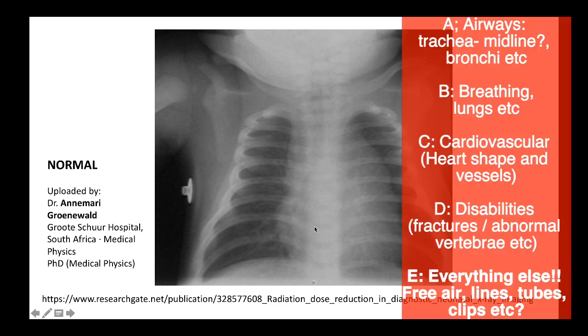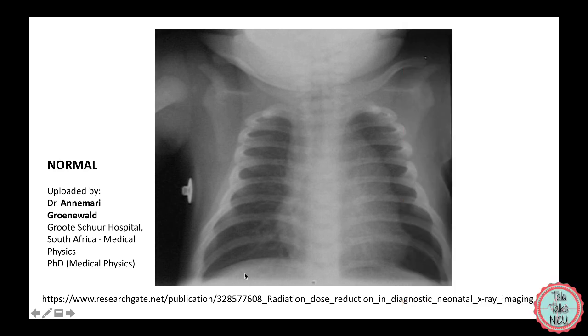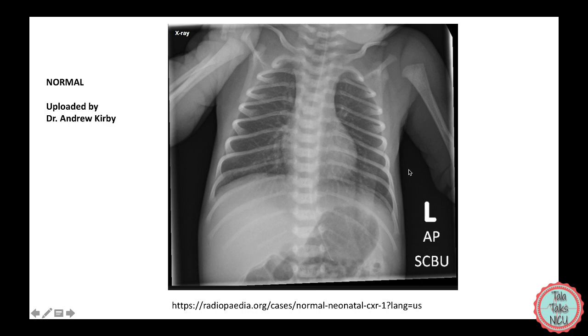And then moving on to E, looking at everything else. Look for unusual areas of gas, whether it's under the diaphragm, in the pleural space, maybe even in the liver. Check all the positions of lines and tubes, or whether there are any surgical clips present or anything else unusual. Obviously there aren't any here, but make a point to look at all of these. Okay, let's put all of this together.